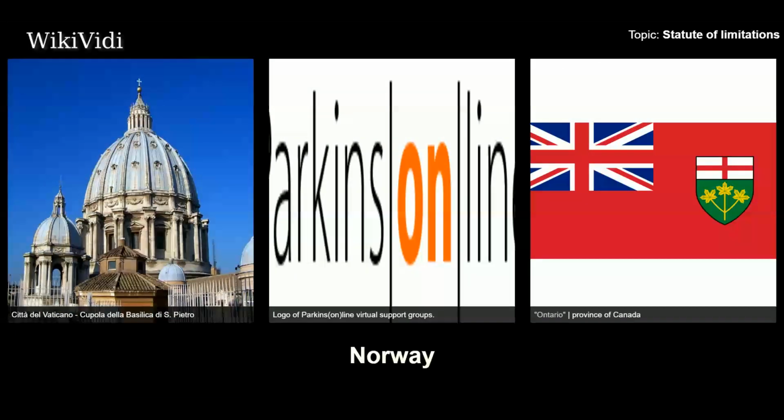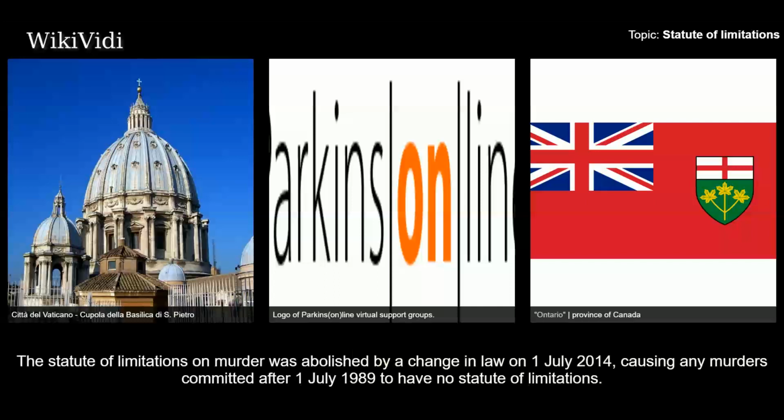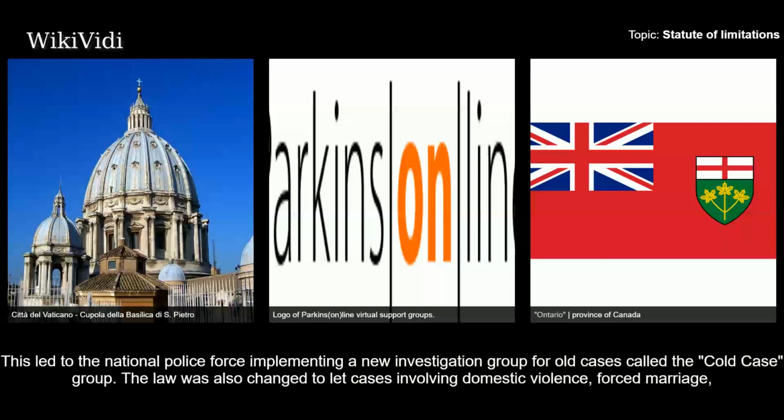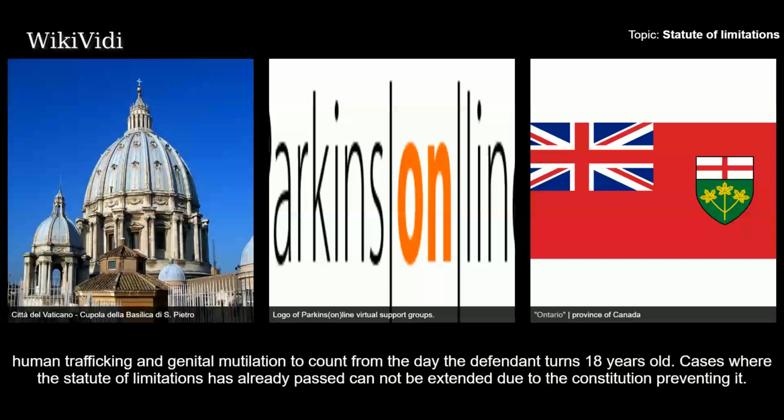Norway. The statute of limitations on murder was abolished by a change in law on the 1st of July 2014, causing any murders committed after the 1st of July 1989 to have no statute of limitations. This led to the National Police Force implementing a new investigation group for old cases called the Cold Case Group. The law was also changed to let cases involving domestic violence, forced marriage, human trafficking and genital mutilation count from the day the defendant turns 18 years old. Cases where the statute of limitations has already passed cannot be extended due to the Constitution preventing it.